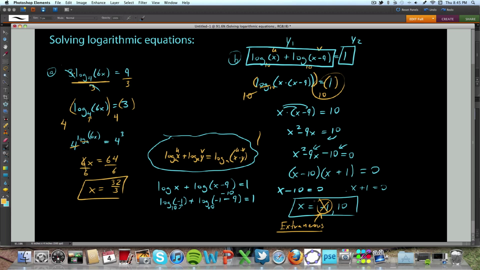So now what if we tried to plug 10 back in? We'd say log of 10 plus log of 10 minus 9 is 1. And 10 is going to work here: log base 10 of 10 is just 1, plus log base 10 of 10 minus 9, in other words log of 1. A special property of logs is that log of 1 is always 0, and so we get 1 plus 0 equals 1, which definitely checks out. So just a quick video on solving some logarithmic equations.